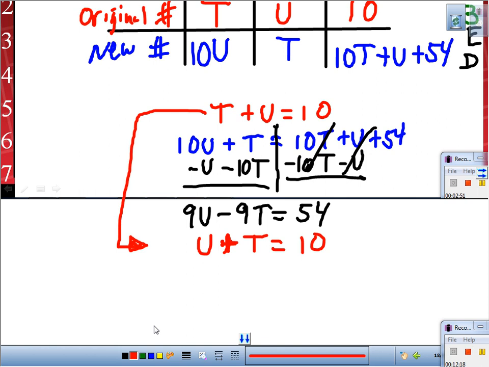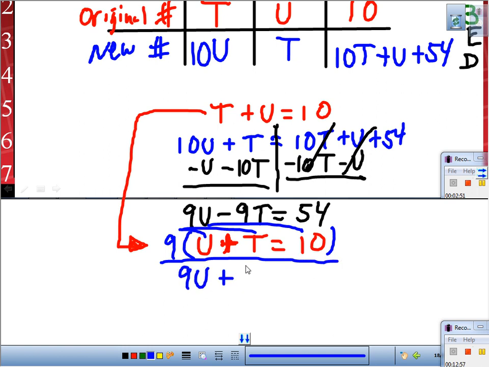You would multiply that one by negative 9, or you can multiply by 9 if you want to. It doesn't really matter. Multiply that one by 9. Okay, Andrea, what do we do? Multiply the bottom one by 9. So let's distribute. So this becomes 9U plus 9T equals 9D.